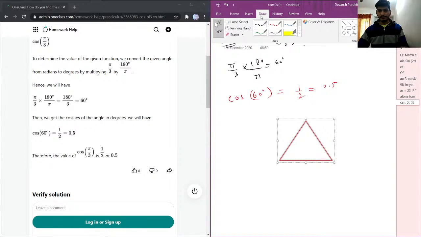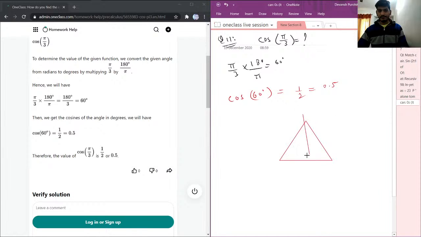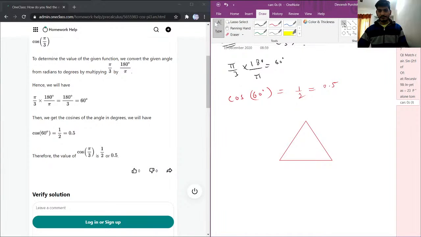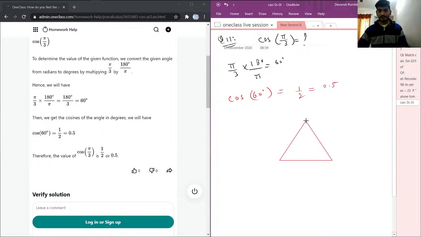Then we can draw one line. I will just keep this line. I'll just draw another line. Draw one more line. This is going to be, let's say, the bisector line or height of that equilateral triangle.